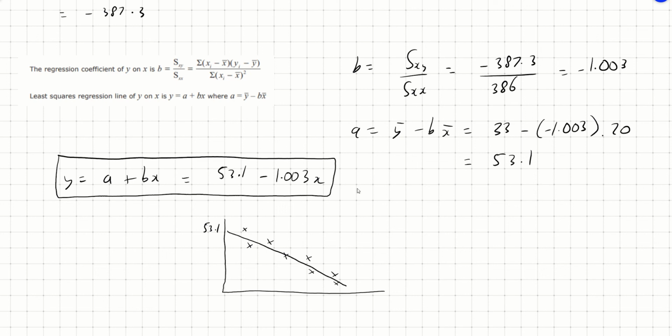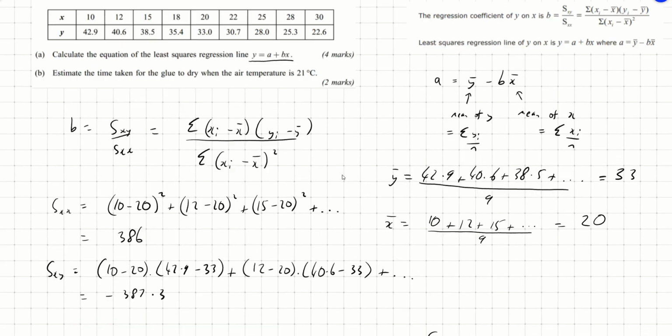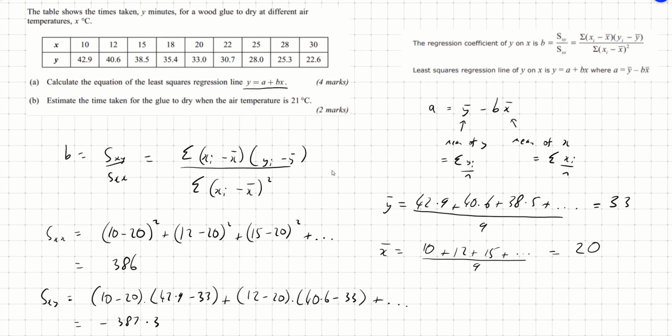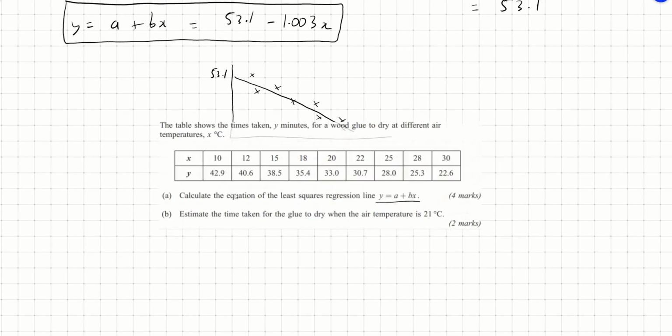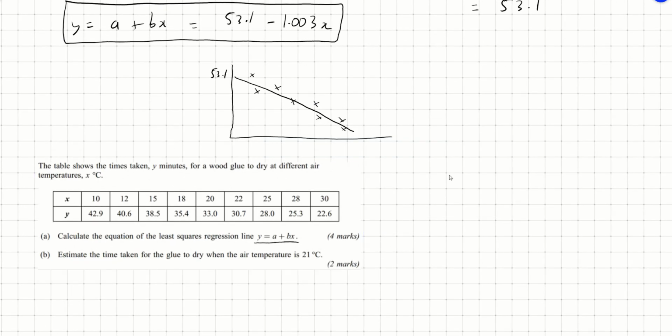Now if we look back to the second part of the question, estimate the time taken for the diluted dry when the air temperature is 21 degrees centigrade. So let's copy this down. This is the good thing about the regression line. We can use it to estimate. So the air temperature is the x value. So in part B, when x equals 21, y equals 53.1 minus 1.003 times 21, and that gives you 32.1 minutes.